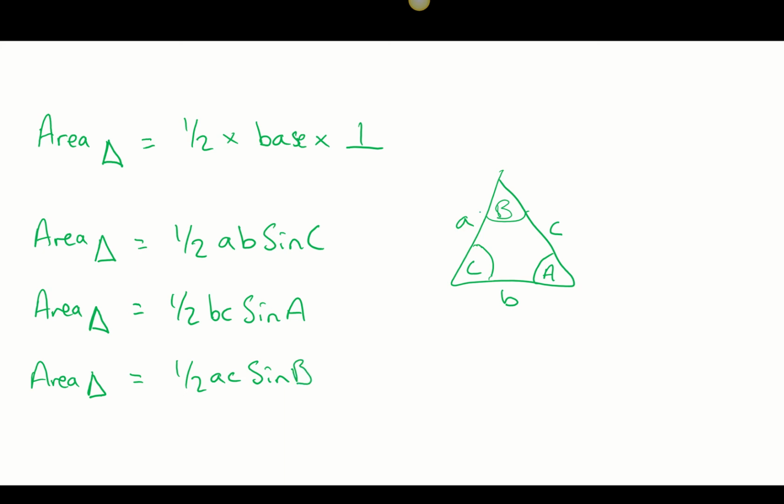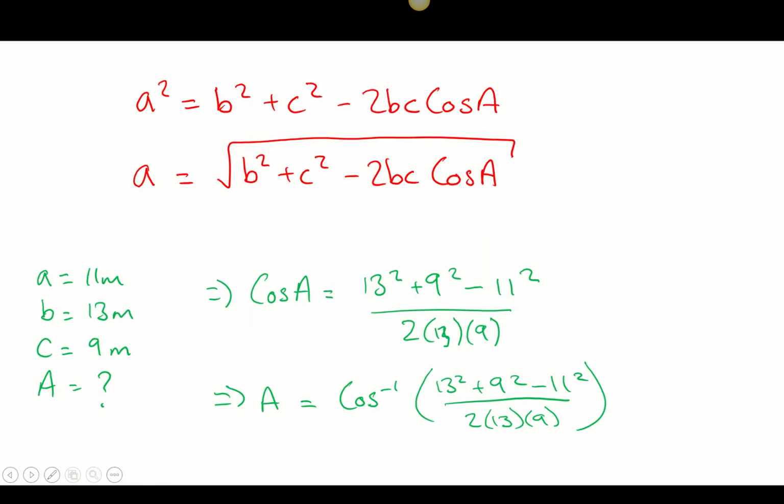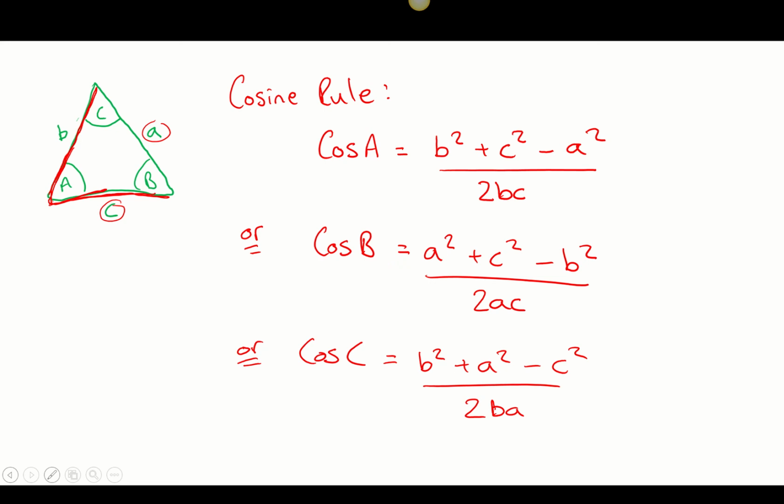Now the area of a triangle formula can be used on any triangle, in the same way that A plus B plus C, all the angles in a triangle, will add up to 180 degrees. That's for any triangle. But again, for non-right angle triangles, you're going to have the sine and the cosine rule.